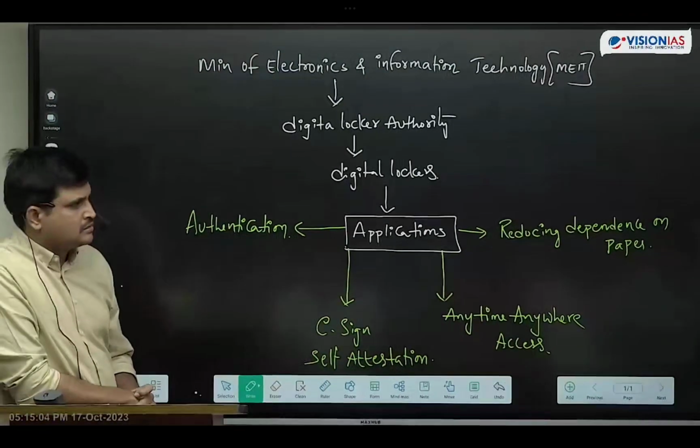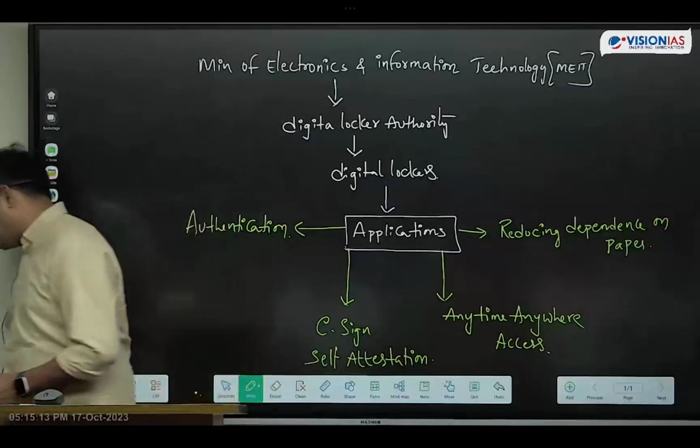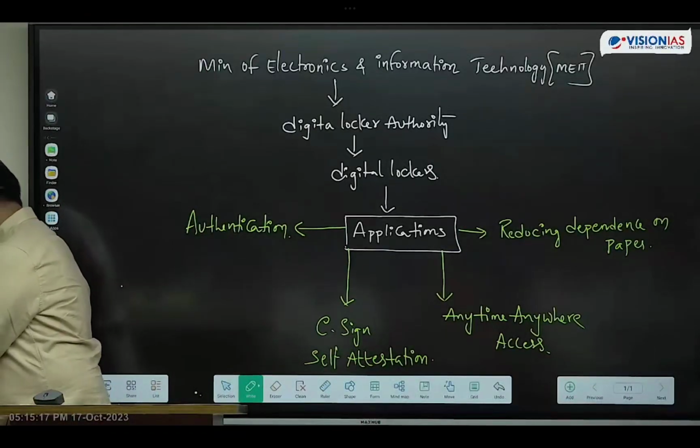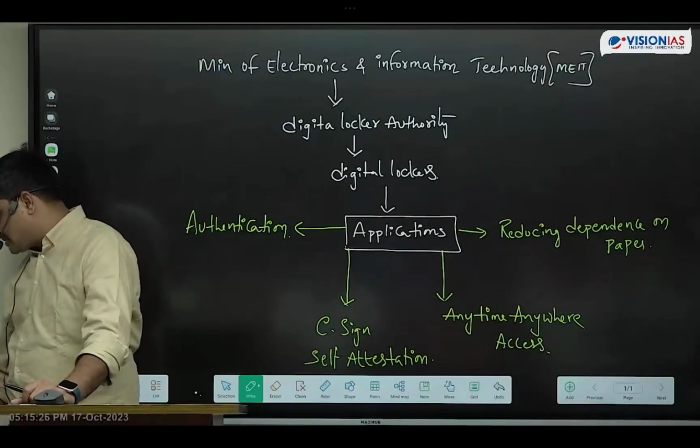Got clarity? Shall I proceed to the next application? Writing? Okay. After this app was launched, there was a huge response from the people of India. Especially students should have this app for storing all their documents. Any RC, registration certificates, anything can be stored.